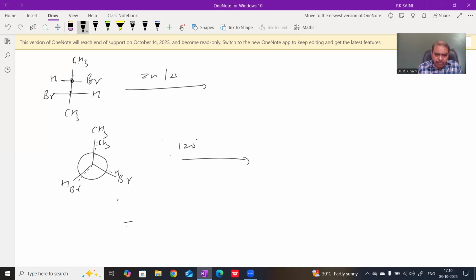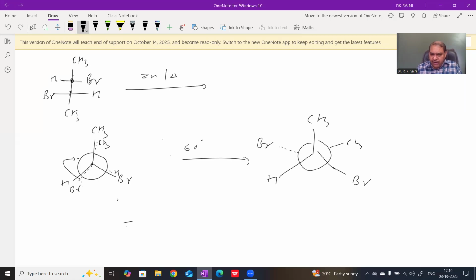The molecule rotates 120, or we can say 60 degrees, not 120, 60 degrees. This bromine at this position rotates 60 degrees. CH3, the front carbon, remains constant, and the back carbon rotates only 60 degrees. Therefore, the back carbon is at this position, this methyl at this position, and the hydrogen at this position.